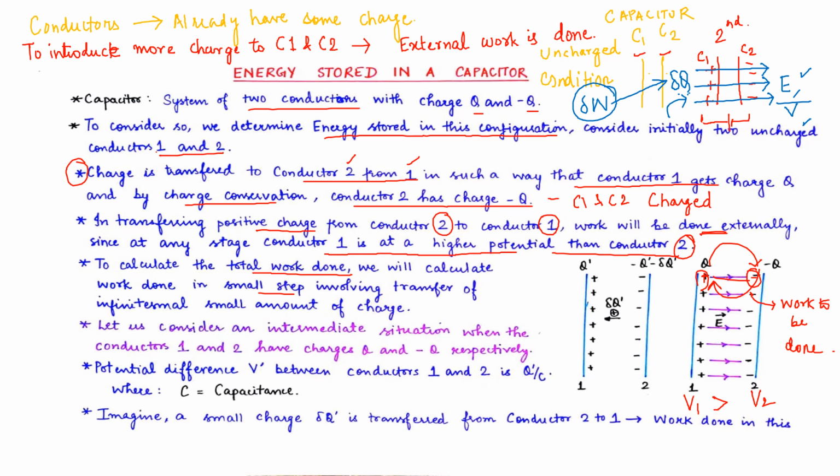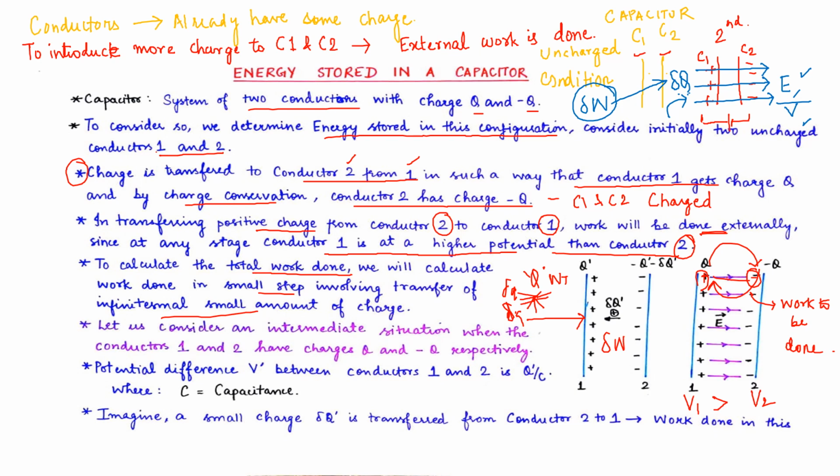To calculate the total work done, we will calculate the work done in small steps involving transfer of an infinitesimally small amount of charge. Now, to calculate how much work is done to transfer an amount of charge Q, we will take it in small charges so that the small work done can be calculated, and then we will integrate all these small works done to get the total work done. So the small amount of charge will be del Q. We will take del Q, and to bring this del Q into this system, the amount of work done is del W.